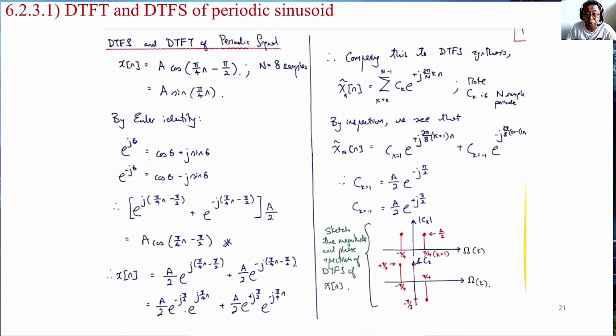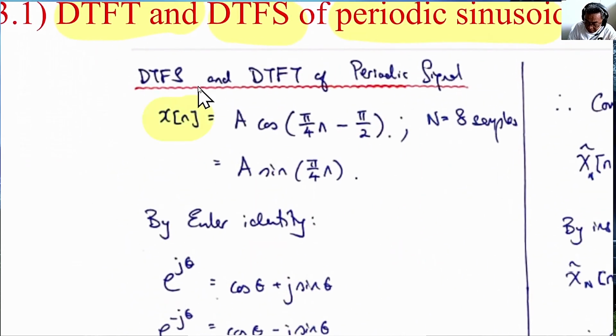This is 6.2.3.1. We are going to apply the DTFT and DTFS on a periodic sinusoid. So the sinusoid that we are going to examine is this. It is a cosine with angular frequency pi over 4 and with a phase shift of minus pi over 2.